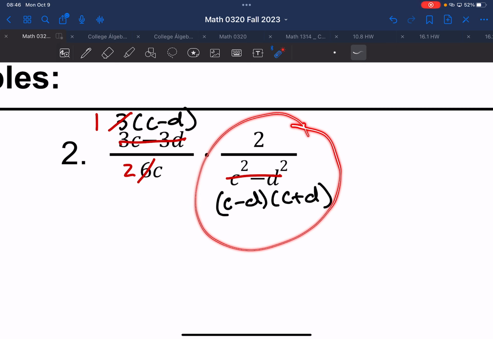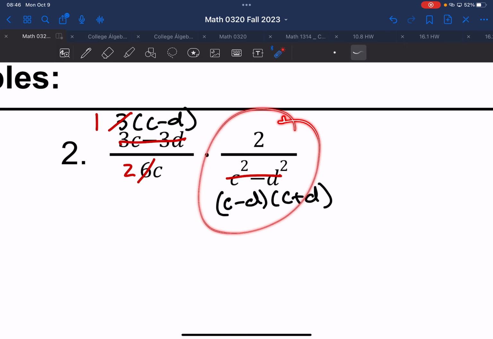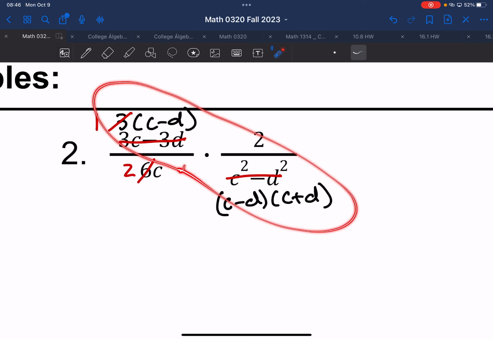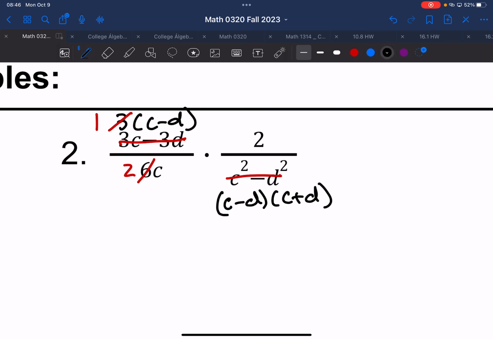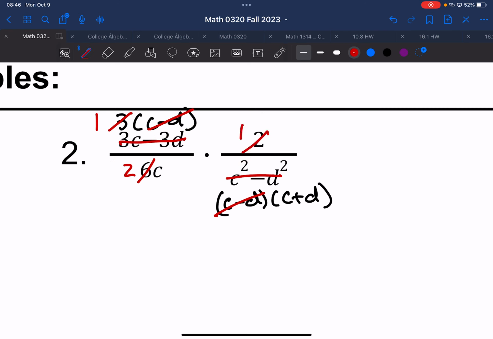No. So I already checked the top and bottom of the first one and then the top and bottom of the second one. So what's my next step? The diagonal. So looking at this first diagonal here, what can I cancel out? C minus D. Okay. Now looking at this diagonal, what could I cancel out? The 2's. Okay. Now we multiply whatever is left.